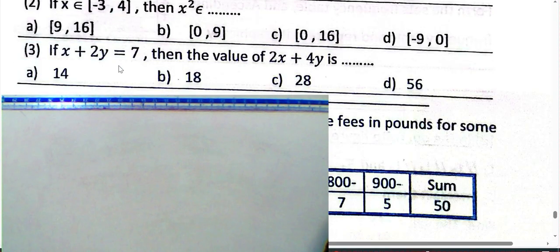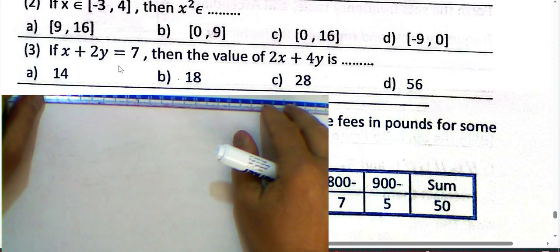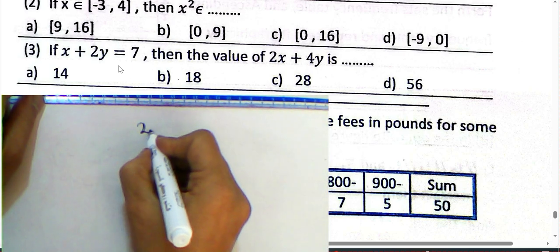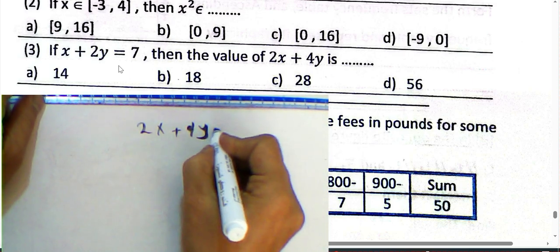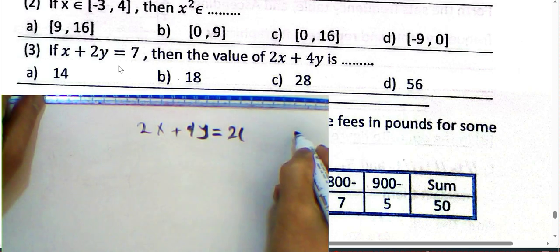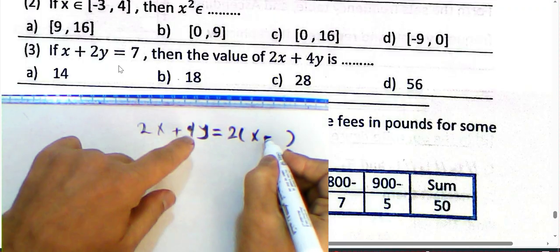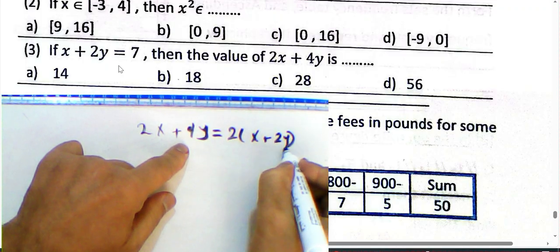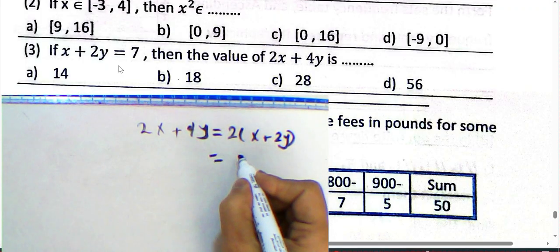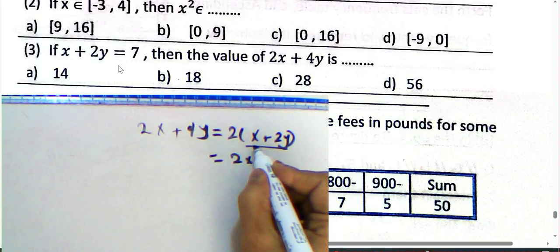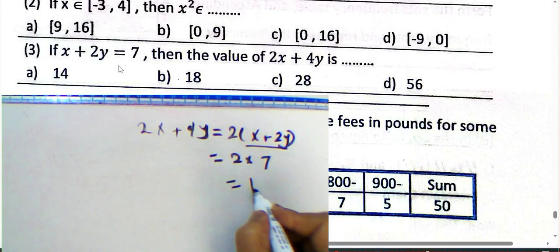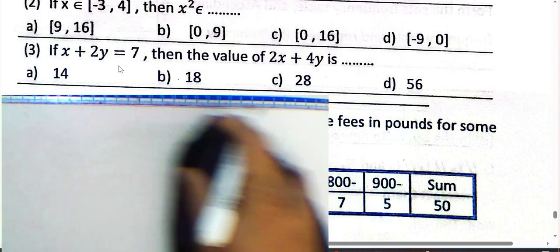Next example. x plus 2y equals 7. Then the value of 2x plus 4y equals what? We can write the common factor between them: 2x divided by 2 equals x, and 4y divided by 2 equals 2y. Then the value of this expression he gave me was 7. 2 times 7 is 14.